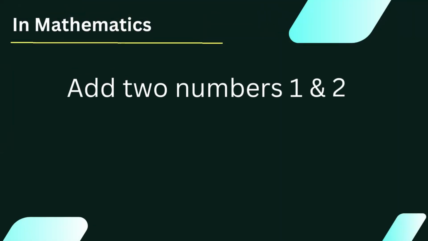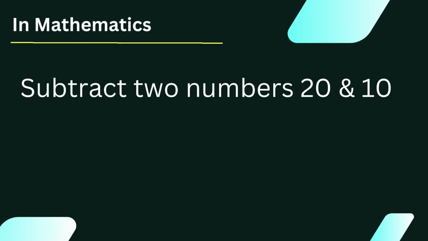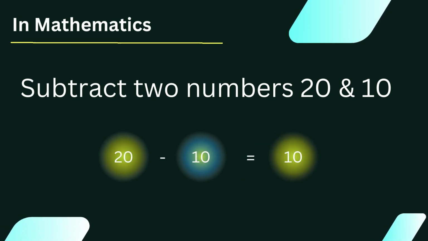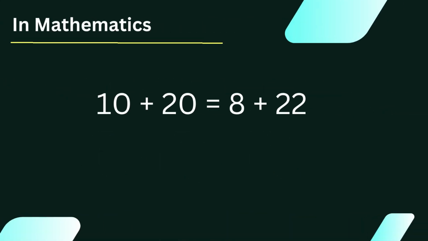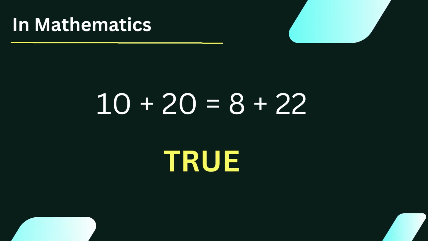That is, we add two numbers, suppose 1 and 2. Here 1 plus 2 equals 3. Also, we subtract numbers, 20 and 10. Here 20 minus 10 is 10. Also, these types of statements we see: 10 plus 20 equals 8 plus 22. This statement is true. These statements will give a true or false type of result.